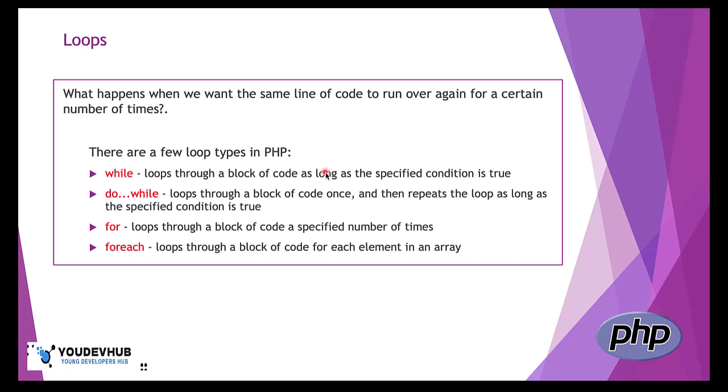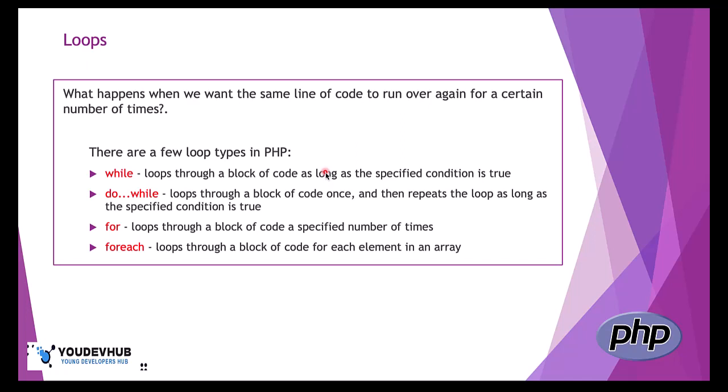Now, there are four types of loops basically in PHP. We have the while loop, which loops through a block of code as long as the specified condition is true. We have the do while loop, which loops through a block of code once, then repeats the loop as long as the specified condition is true. The for loop loops through a block of code a specified number of times. And we have the foreach loop, which loops through a block of code for elements in an array. The foreach loop is usually used for an array, while the other ones can be used interchangeably.